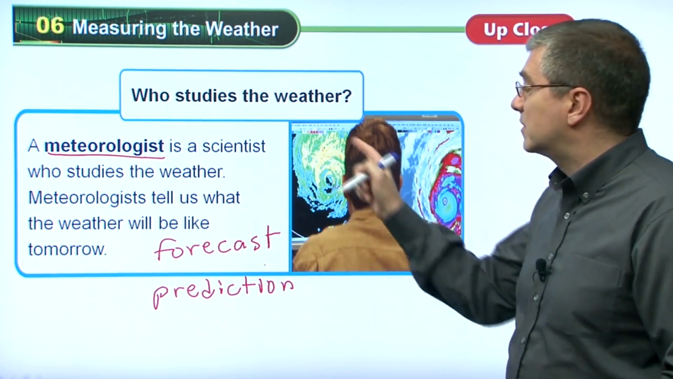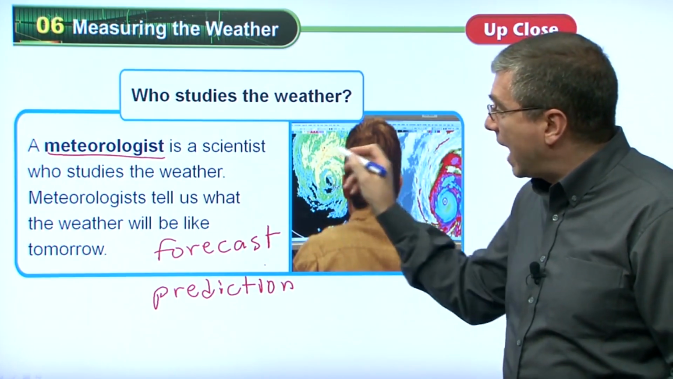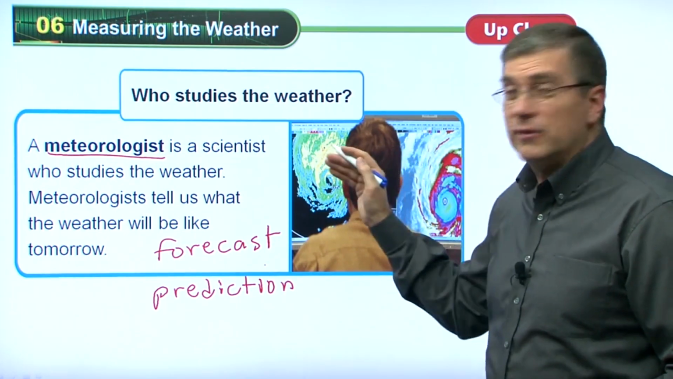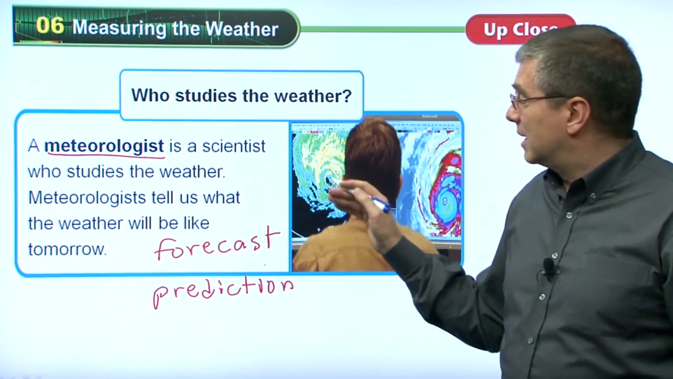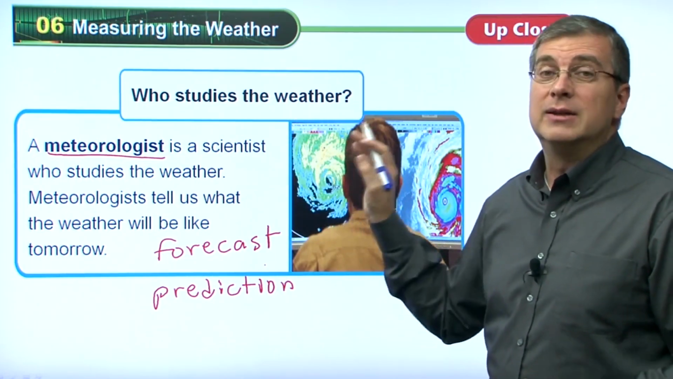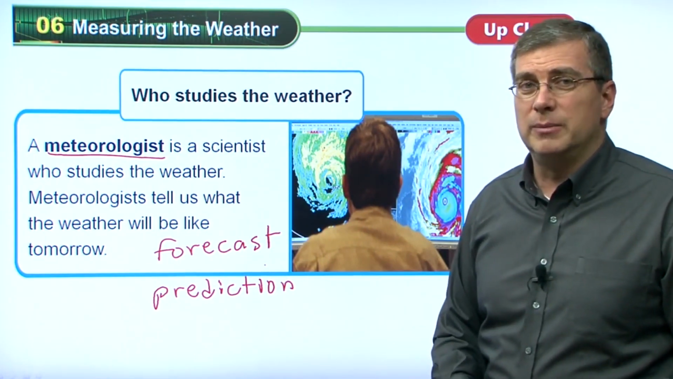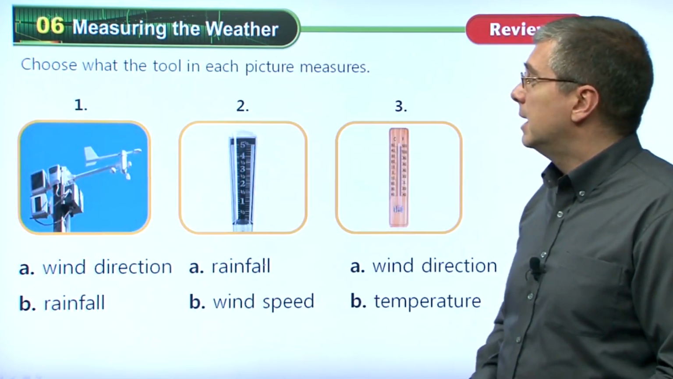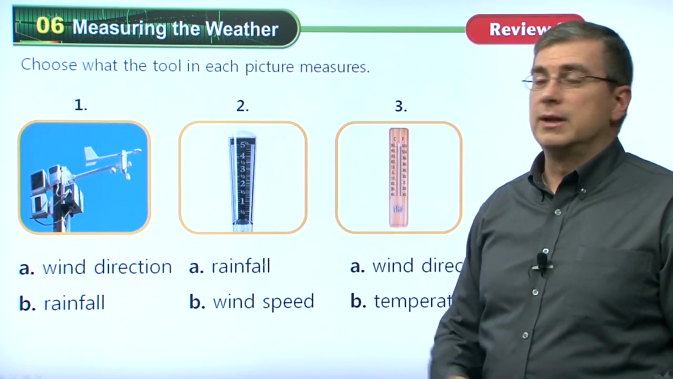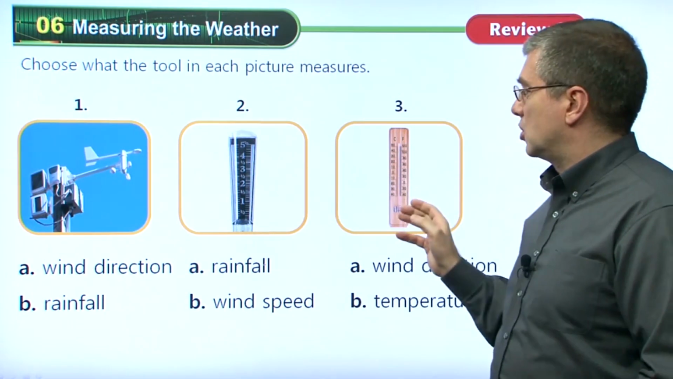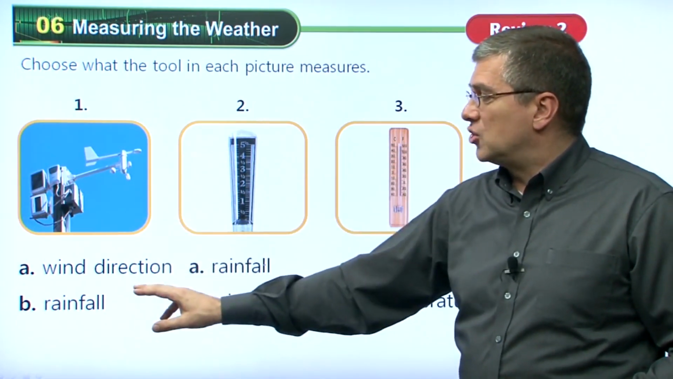This guy looks like he's studying a hurricane, which is a weather form. He's studying how fast, the speed of the wind, and also, very important, the direction. Where is that storm going to go? Because then he can tell people in that area to be careful. So meteorologists have very important jobs. Okay, let's take a look at these different pictures. We're looking at the tools that are used in each picture, and we want to know what each tool measures.